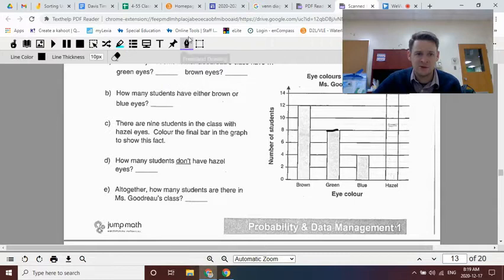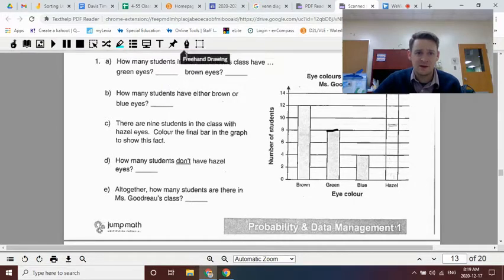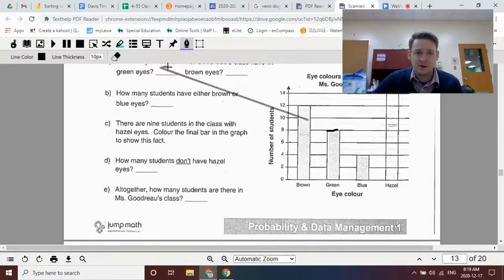Oh, for some reason I'm drawing a shape. There we go. Oh my goodness. What has happened? We're now having technical difficulties. There we go. Let's see if I can make an 8.